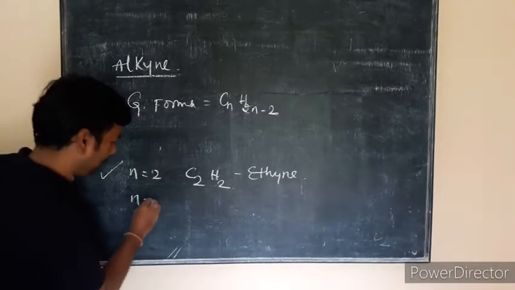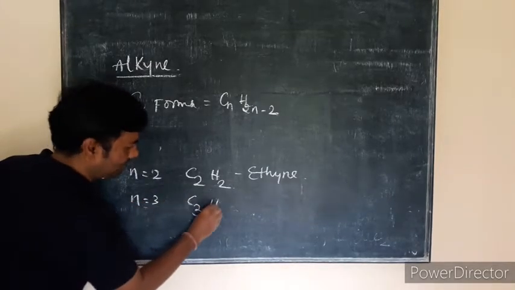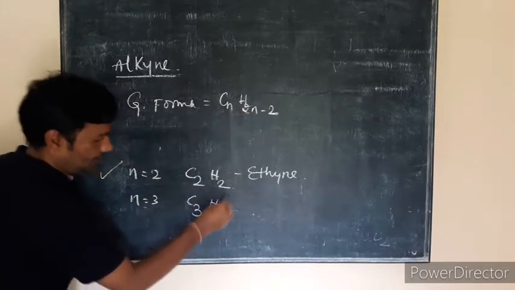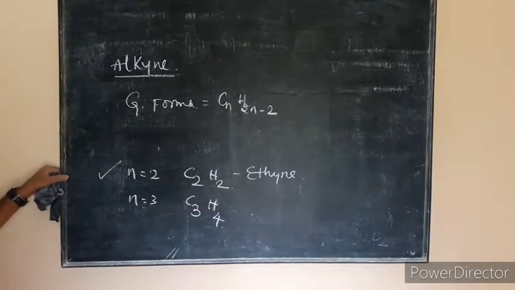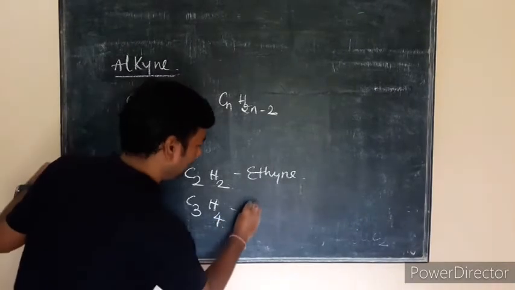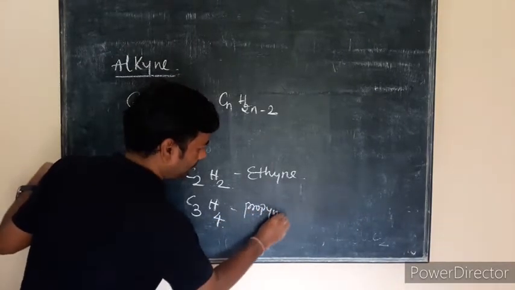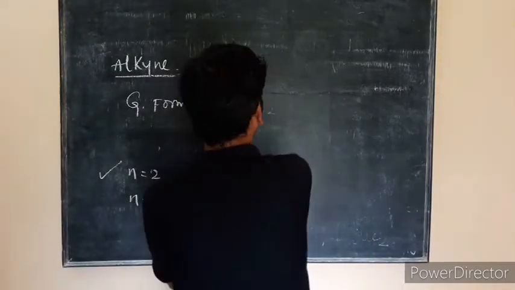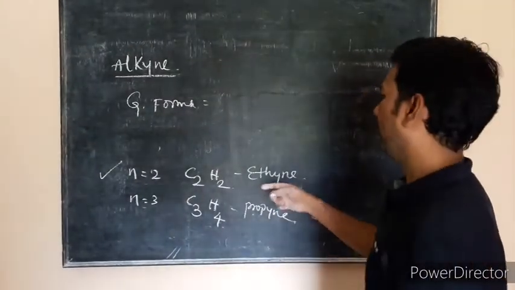n is equal to 3, how much will it be? C3H: if you substitute 3, 3 times 2 is 6, 6 minus 2 is 4, C3H4. Like that it is propyne. Similarly butyne, pentyne. Now check out how we can draw the structures.